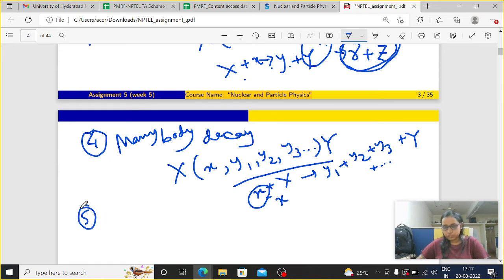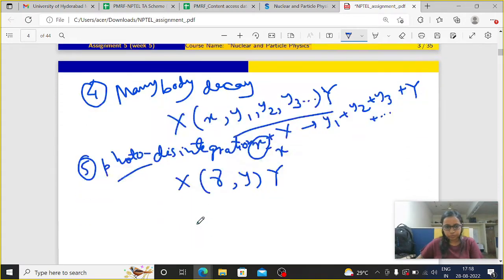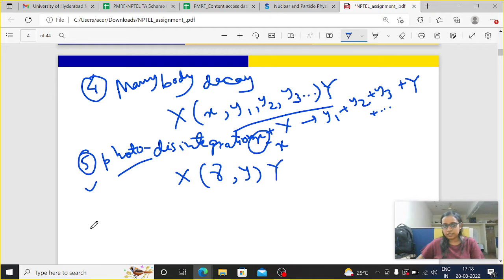Now coming to the fifth one. The fifth one is photo disintegration. So what is photo disintegration? In photo disintegration, instead of x here, there will be a gamma. Okay, and this type of thing will be there. Photo obviously means the photon, so the photon will disintegrate into another particle. This is an example of a photo disintegration reaction. This is another nuclear reaction, obviously.